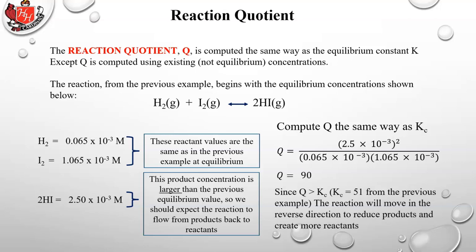So the Q is greater. In the previous example, on the previous lesson, we got an equilibrium constant of 51. But now that we've increased the amount of product, we end up with a larger number than that. So we have too much product for the amount of reactant at equilibrium. So Q is greater than Kc. So Kc was 51 from the previous example. The reaction will move in the reverse direction to reduce the products and create more reactants, and it will continue to move until the product has been decreased, the reactants have been increased, and you get back to the equilibrium constant of 51.